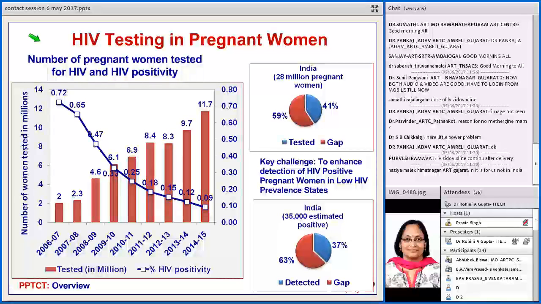In India, 28 million pregnant women are there. Of this, 41% have been tested, and more than half of them have not been tested. So the key challenge we need to face is to enhance detection of HIV positive pregnant women in low HIV prevalence states. This gap needs to be reduced, the red color, of those who are not tested.